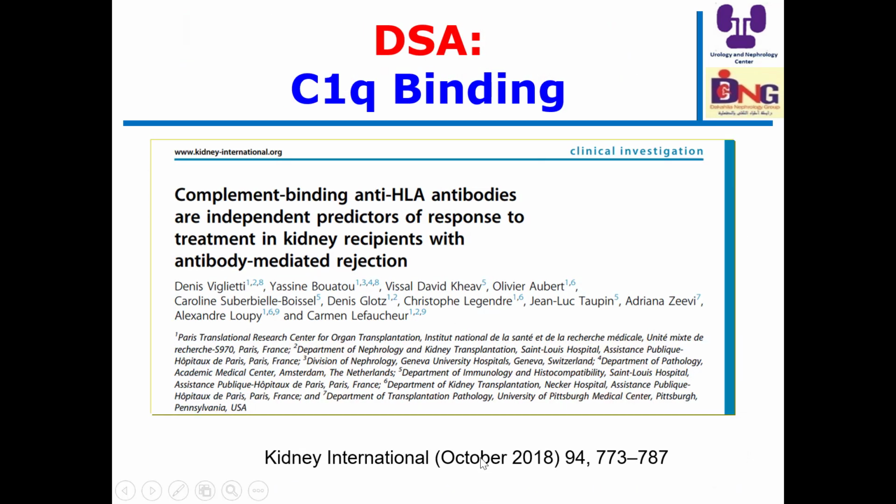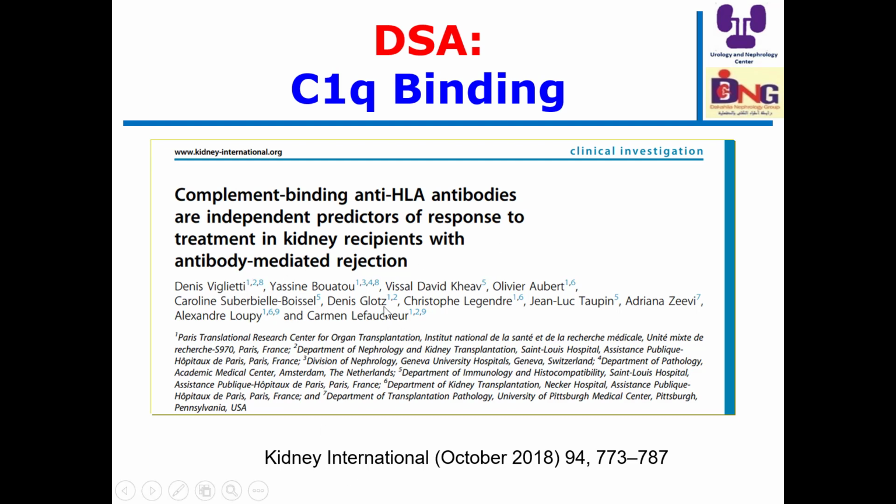So this is why we should follow the patients to know if they are preformed or de novo. And the presence of anti-HLA antibody either before or after transplantation is associated with antibody-mediated rejection and bad consequences. So preformed antibodies are bad. De novo antibodies are even worse.